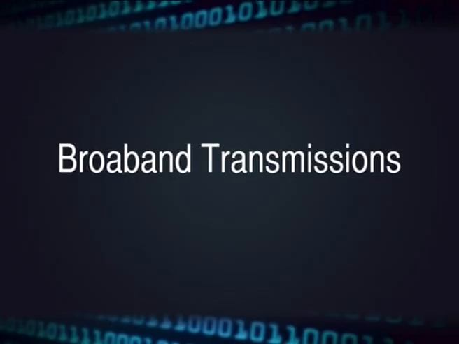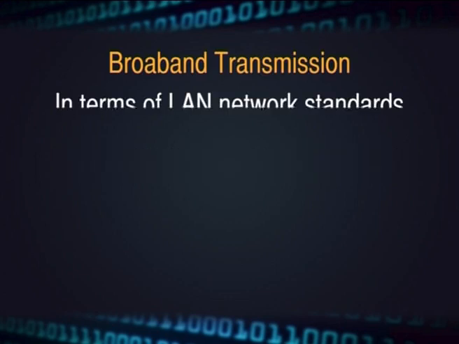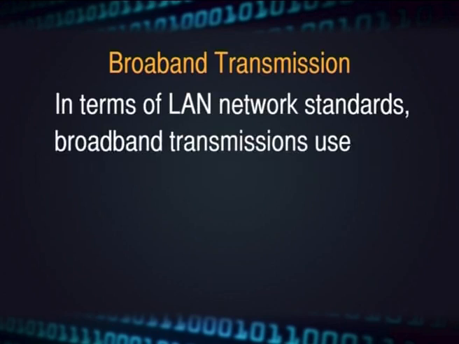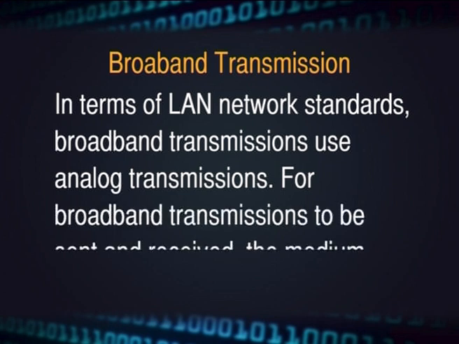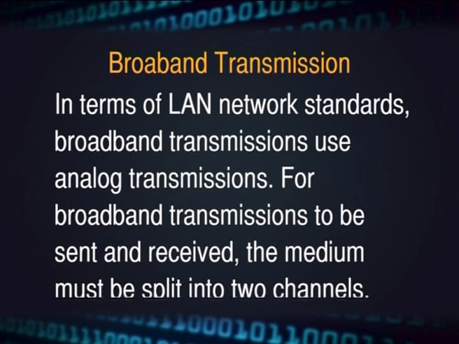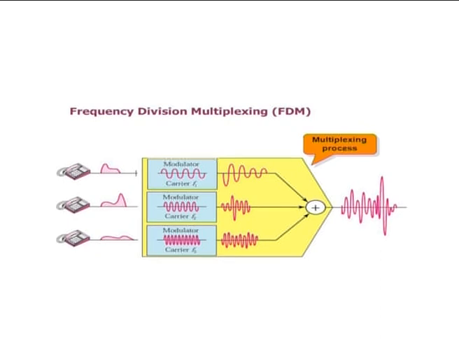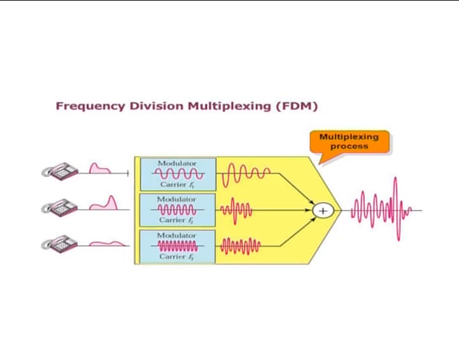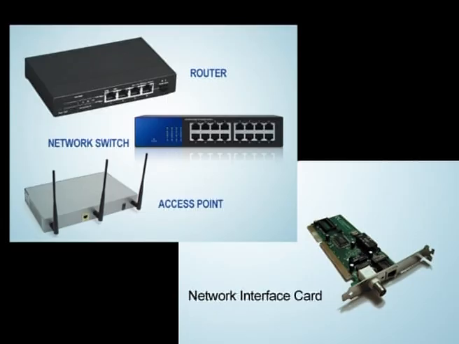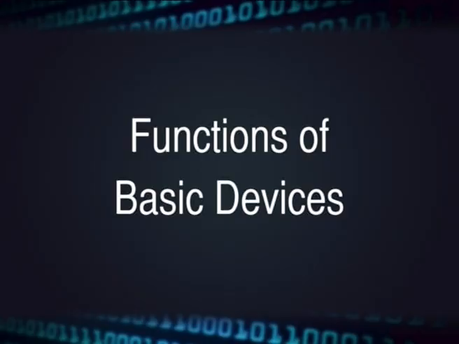Broadband transmissions. In terms of LAN network standards, broadband transmissions use analog transmissions. For broadband transmissions to be sent and received, the medium must be split into two channels. Multiple channels are created using frequency division multiplexing, that is FDM. To employ any of the method, we need to deal with network hardware devices. Now, let us talk about the functions of basic devices.